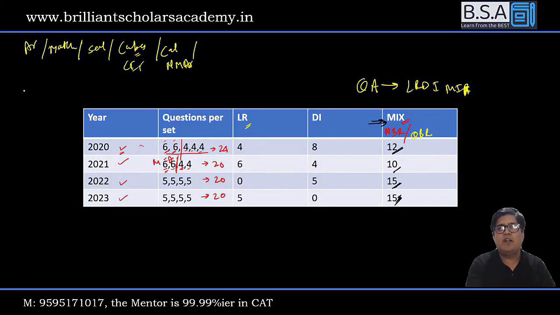Now, what do we call DI sets? Those that are based on pure calculation. Let us say 20% logic and 80% calculation is DI.